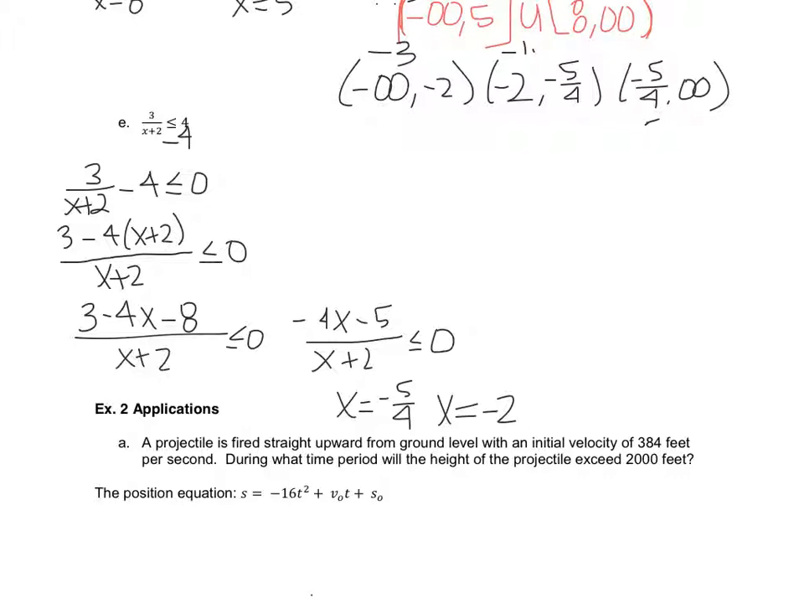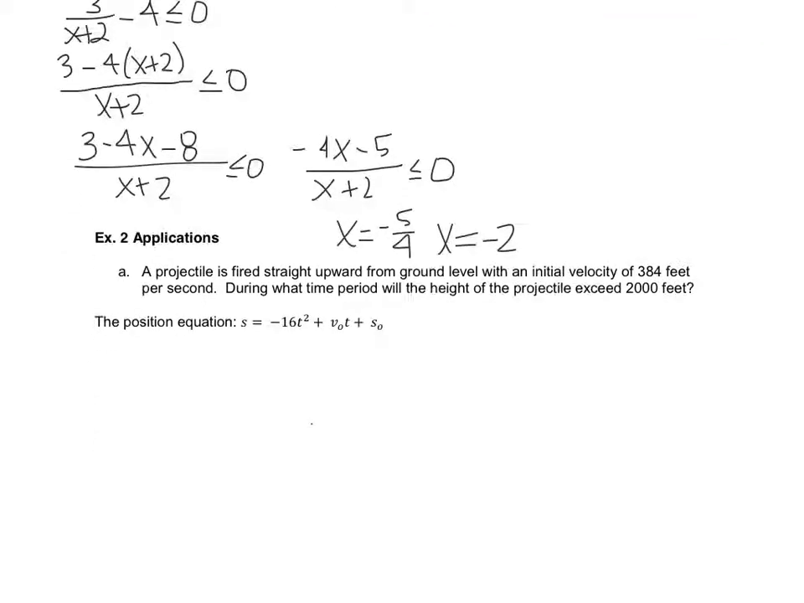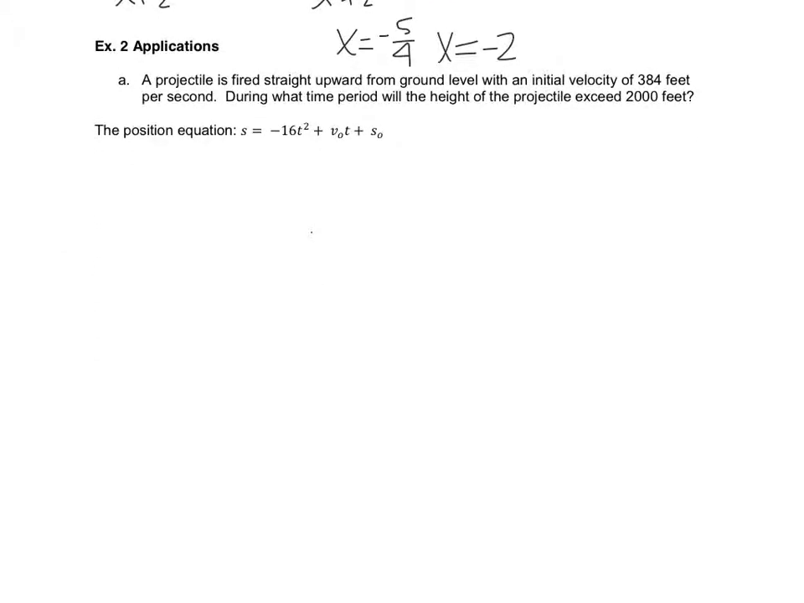Okay, so now on to the application problem. A projectile is fired straight upward from ground level with an initial velocity of 384 feet per second. During what time period will the height of the projectile exceed 2,000 feet?